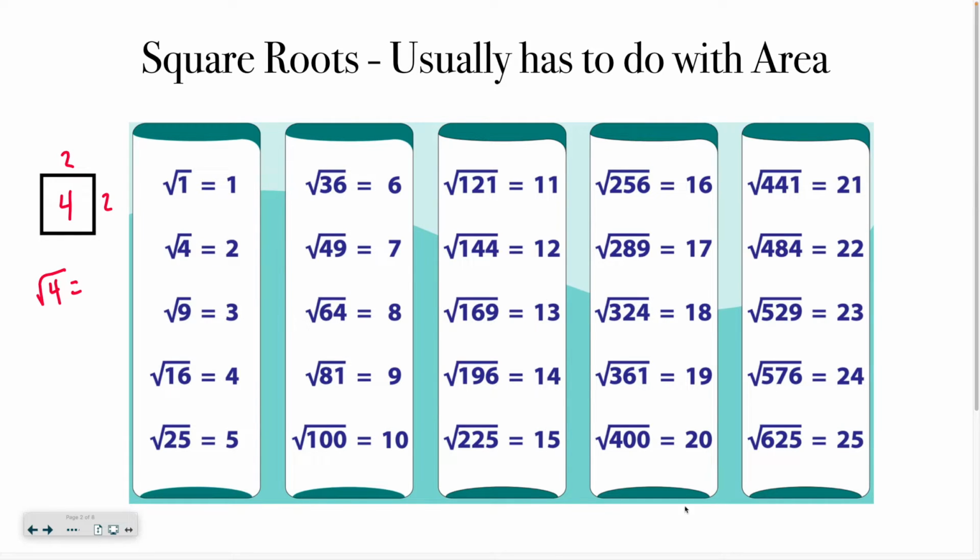And you can see this table or this image that I have here is going to be a really helpful tool because it has those square roots listed out for you all the way through the square root of 625, which is 25. Alright, so this page is going to be really, really helpful.